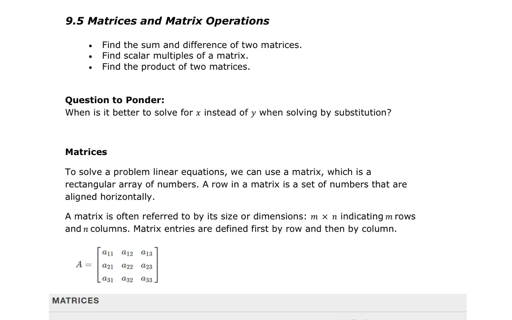So the question to ponder: when is it better to solve for x instead of y when using substitution? Well, the answer is when there is no coefficient on x and there is on y, which would produce fractions. So in that case, I'd solve for x instead of y.